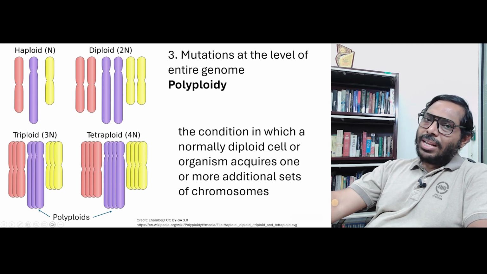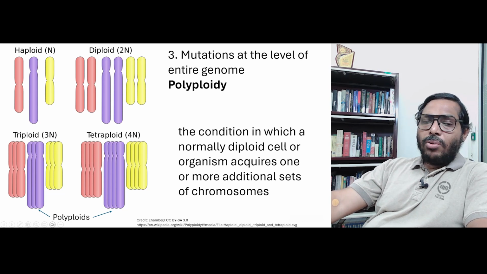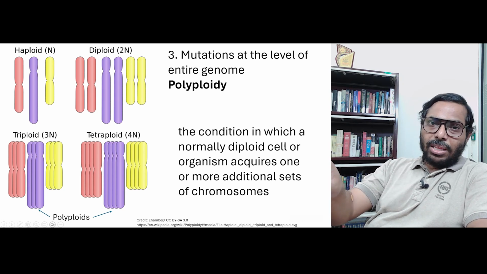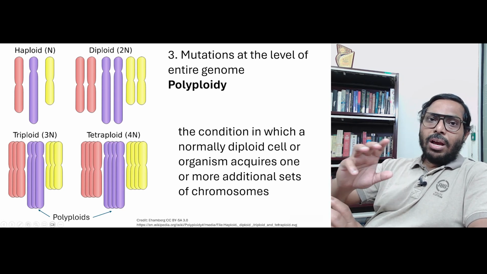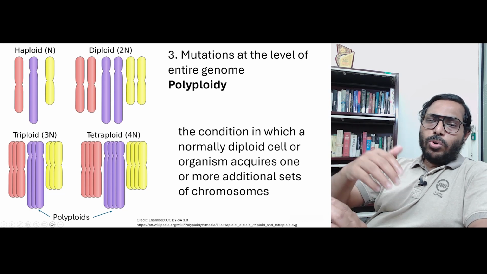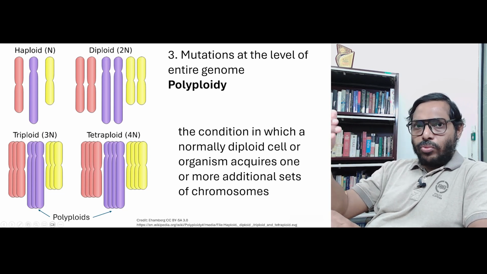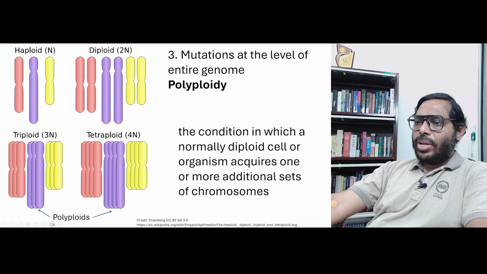We have already seen examples of this. Remember, we were talking about the speciation in Primula kewensis. This is exactly the process, generating a full 2n becoming 4n through a process of polyploidy. That is what led to the generation of that new species.